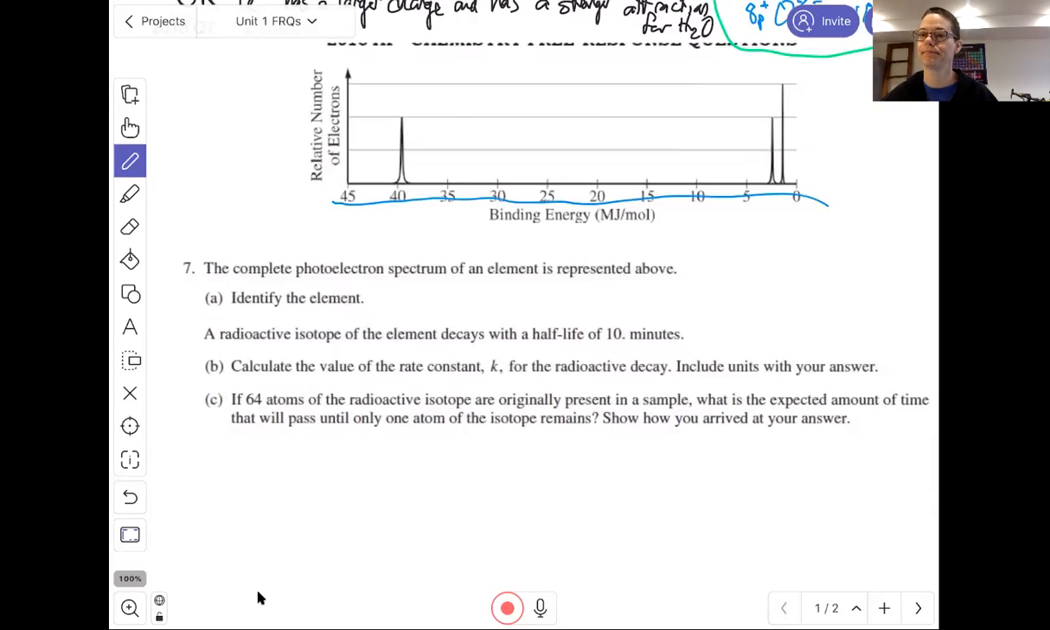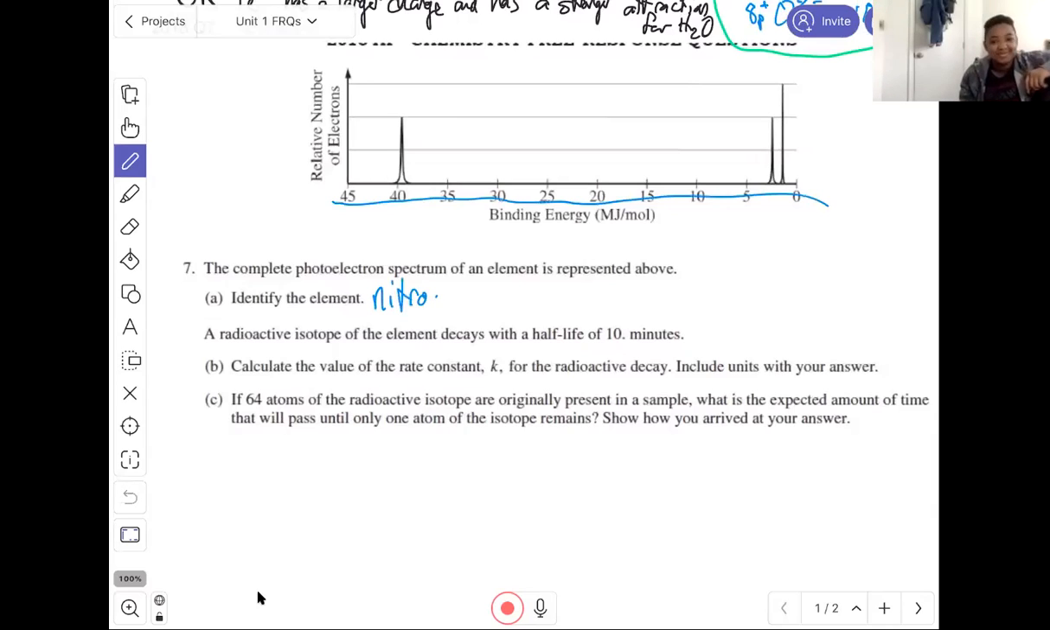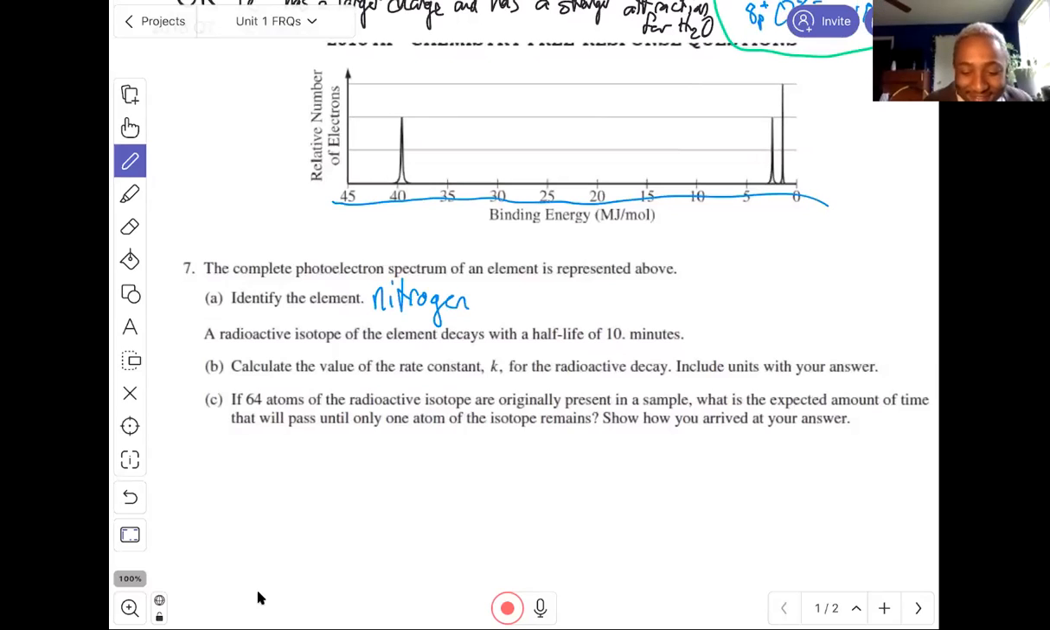Yes. Is that zirconium? Girl, what? No. Is it nitrogen? Nitrogen. Yes, Sean. Come on, girl, where did you find that? Okay, so it's nitrogen.